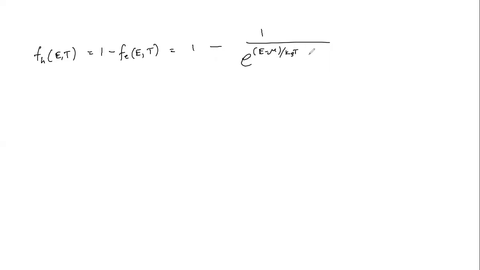the probability distribution of holes left behind after some electrons have been excited to the conduction band is given as f sub h of E below the Fermi level, and it is given as 1 minus the probability distribution of electrons. This is 1 over e to the power of (mu minus E), the chemical potential minus the energy, divided by the thermal energy, plus 1.